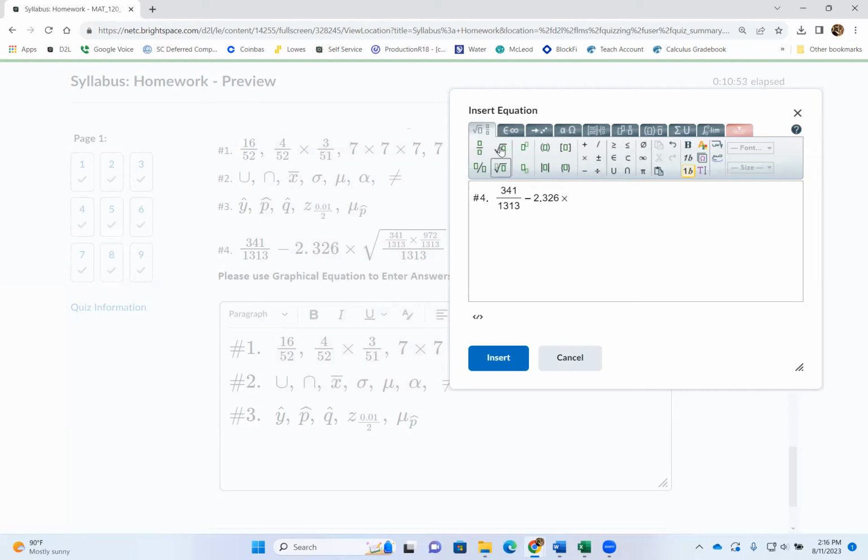Square root is under the first tab. Inside the square root, there's a fraction bar. So the fraction bar. On the numerator, there are 2 fractions multiplied together. So I'm gonna do another fraction. 341 over 1313 times fraction bar 972, come down 1313, and then come down again 1313. There you go. Okay, this is an actual answer that you will actually need to key in later on in the semester.